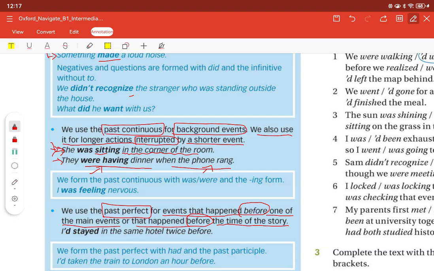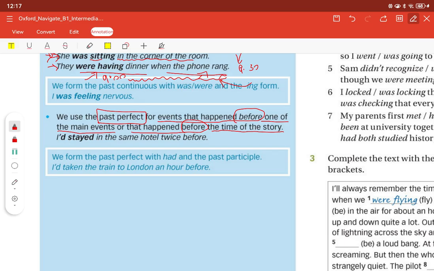For example, they had been having dinner since 9, and now it is 9:30, and the phone just rang. The phone only rang for a short period. So they stayed having dinner, then were interrupted by the phone ringing. For this kind of event, we usually use past continuous. Okay.